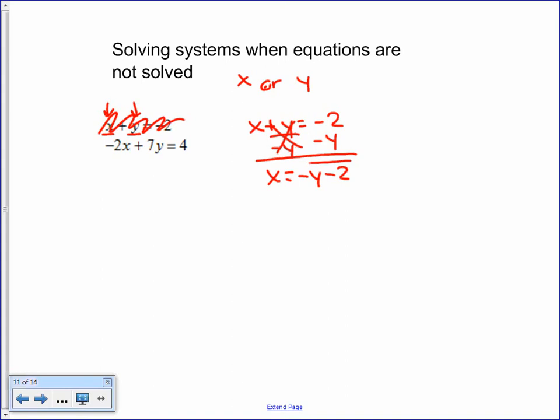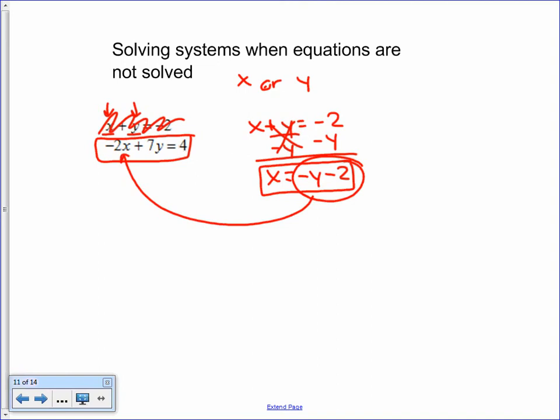And now, we're not even going to look at this equation anymore. We're going to look at this new equation right here. So now that you have it solved for x, you're going to take this right here and plug it in for x in the other equation. So that was step 2. So I have negative 2, and then put parentheses in for x, because I'm going to plug stuff in there, plus 7y equals 4. And what goes in there will be the negative y minus 2.